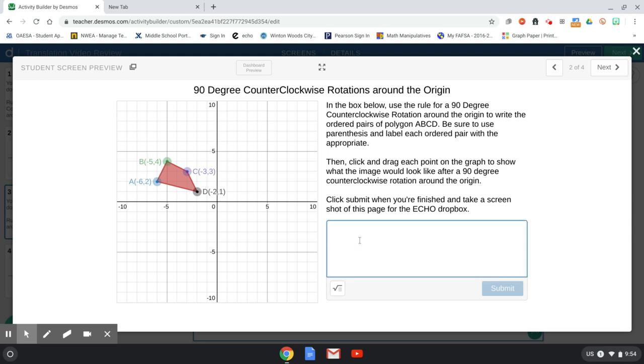So first things first, in the box, remember my rule said (x, y) turns into (-y, x). So point A is at (-6, 2). The rule says the 2 is the y, so the 2 becomes negative, and then it goes first, and the -6 comes second. So the x stays the same, it just switches places with the y, and the y changes signs.